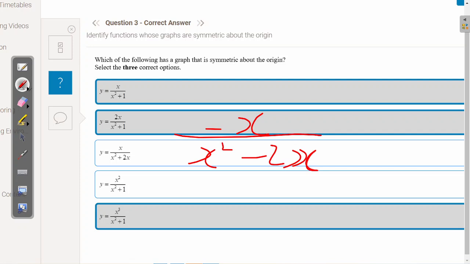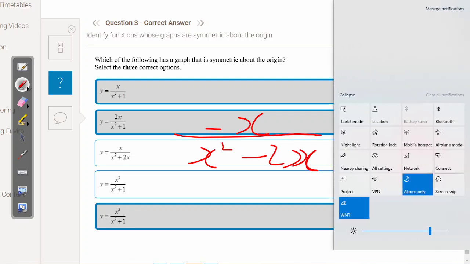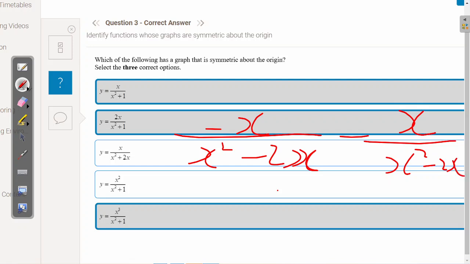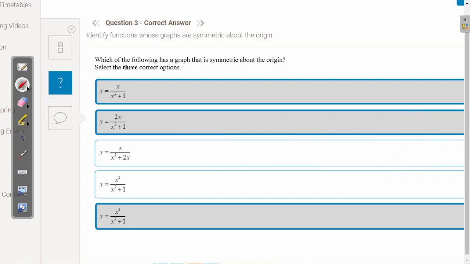This one is not odd, because if you take the negative out here, it will be negative x over x squared minus 2x, which is not the same as the original one, so it's wrong. There's a plus here, not a negative. For x squared, negative x squared will be x squared over negative x squared is x squared plus 1. This one, it's not opposite, it's equal, so it's wrong.